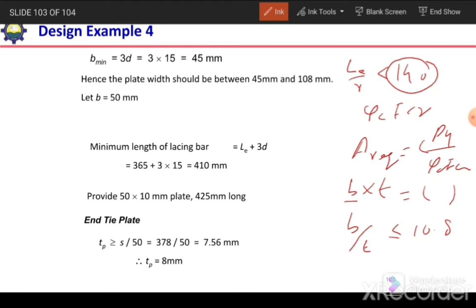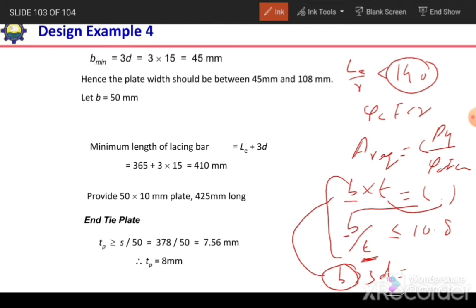So we can write B in the form of T and substitute over here to find the value of T, or we can write this expression in terms of T and then substitute the value of T over here to calculate the B value. So by using these two expressions we can calculate the B value, or we can also use the third expression, B should be greater than 3D. So from here we can calculate B and then substitute this B value over here to calculate T, and then satisfy this third condition.